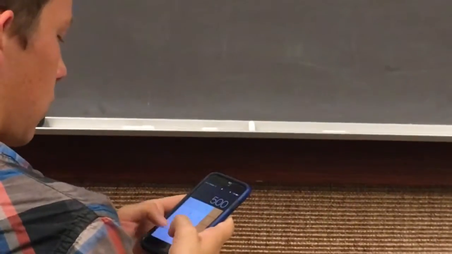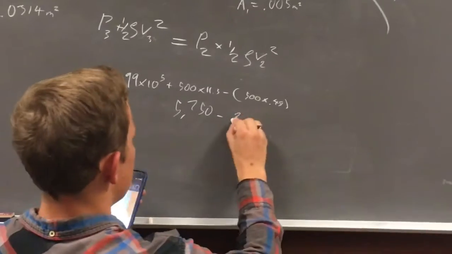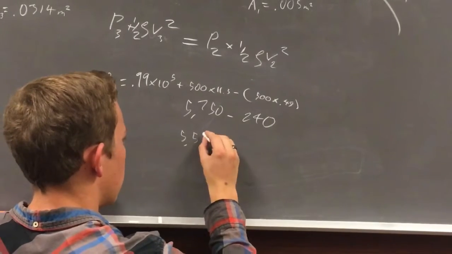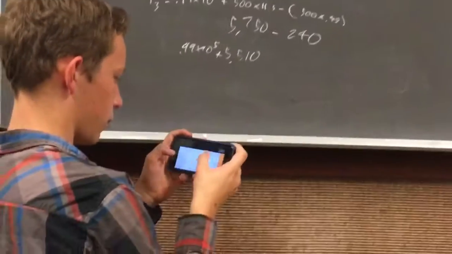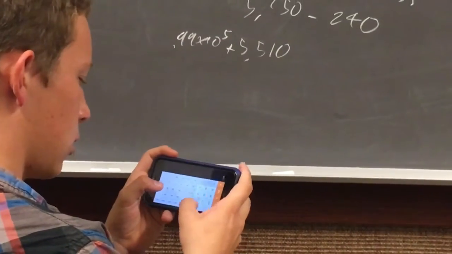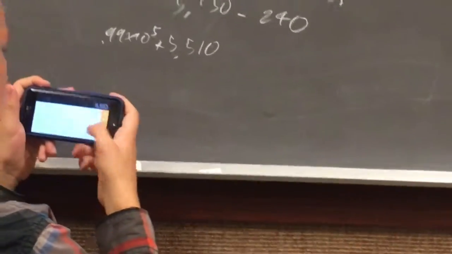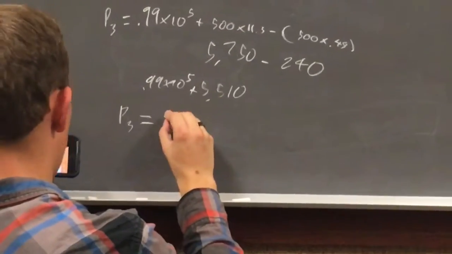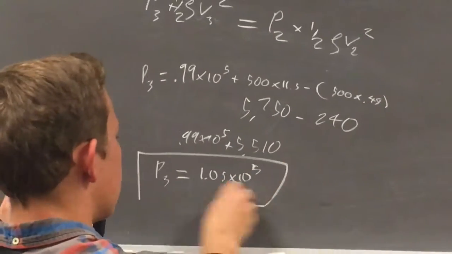500 times 11.5, which is going to be 5,750, minus 500 times 0.48, which is going to be 240, which we could do right here. So that's going to be 5,510, plus 0.99 times 10 to the 5th. So 0.99 times 10 to the 5th, plus 5,510. So what we get is P3 is equal to 1.05 times 10 to the 5th. And that is our answer.